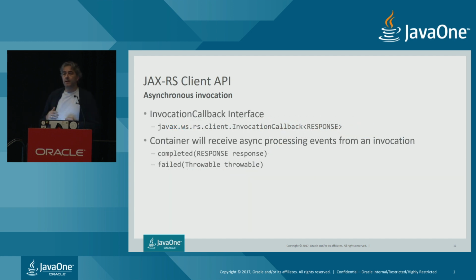Now, the good news is that in JAX-RS 2, we have a facility that allows us to work around those blocking issues. And that's the invocation callback facility. So it's an interface that has 2 methods that need to be implemented, completed and failed. And the names are pretty obvious. So the completed callback will be invoked when we have the result from the remote endpoint, and failed will be invoked if something goes wrong.